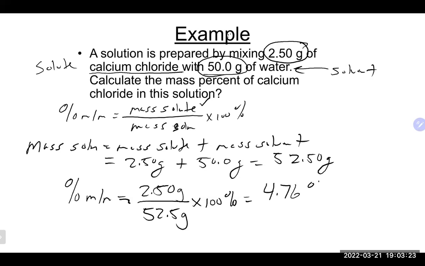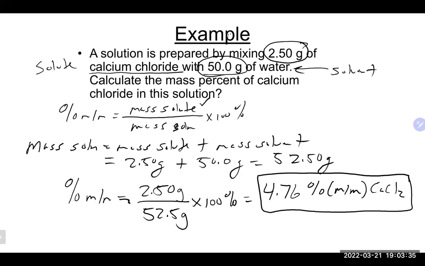Typically, people will leave it as percent m/m, which means percent mass to mass. And we would also maybe put calcium chloride there so we know what we are talking about. Again, a very common mistake is the bottom number here. People would divide by 50, for example, which is just the solvent. Again, you want to make sure that you really do get the mass of the entire solution.